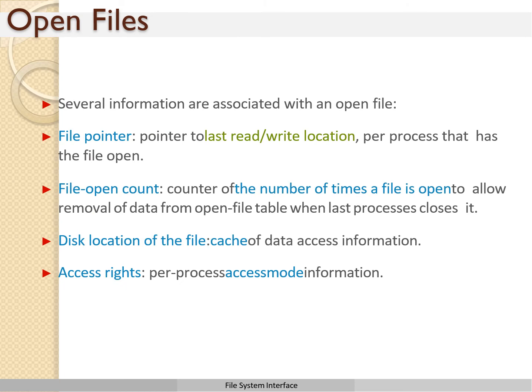Several pieces of information are associated with opening a file. One is the file pointer, which is a pointer to the last read or write location, per process that has the file open. File open count is the counter of the number of times a file is open, to allow removal of data from the open file table when the last process closes it. Disk location of the file is a cache of data access information. Access rights are the per-process access mode information.